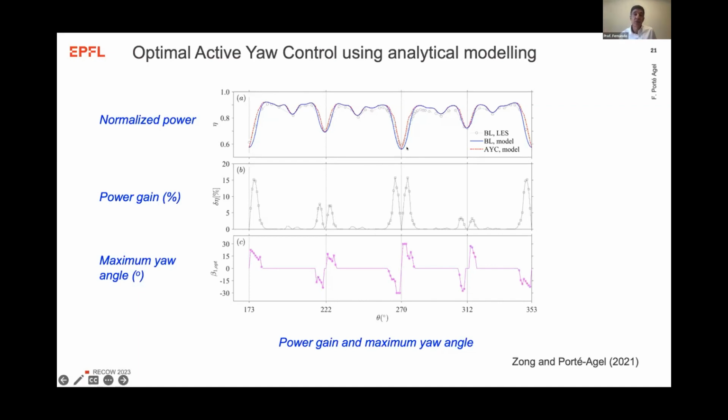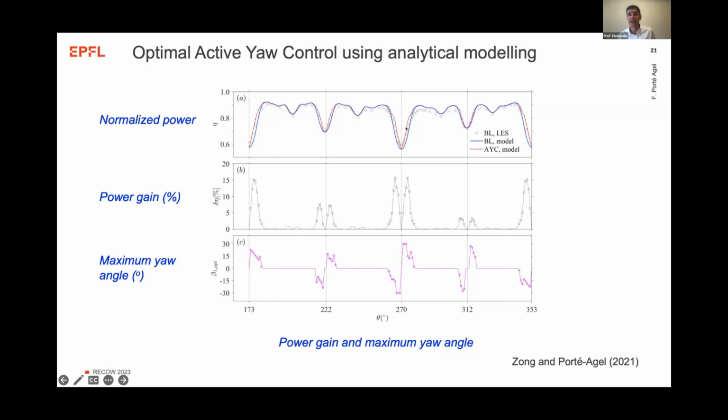And then what we also did is an optimization exercise. Because there are so many simulations, we need to apply just the analytical model. So it will be just the analytical model with yaw, allowing for yaw of the turbines and running tens of thousands of cases to try to find an optimum strategy for yaw. And that will be the red line.